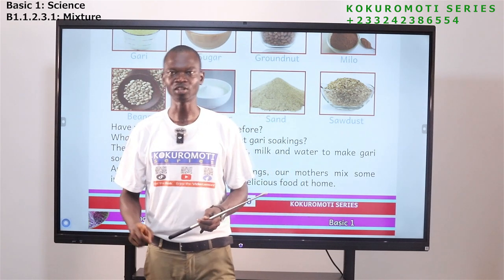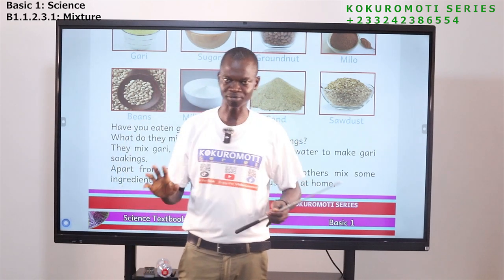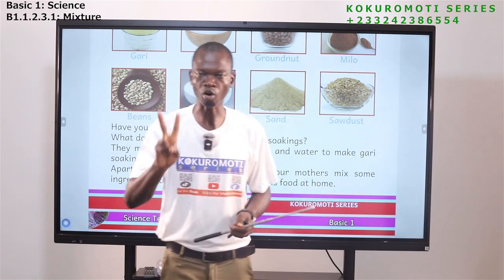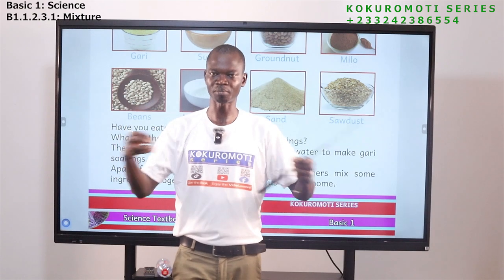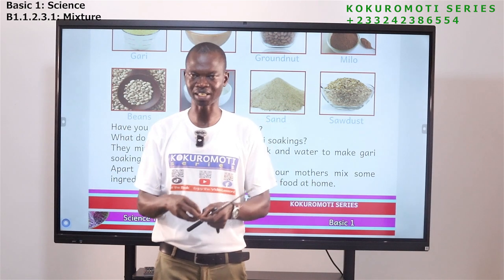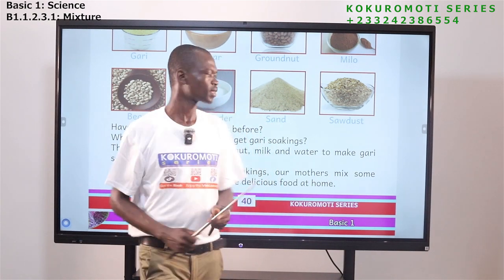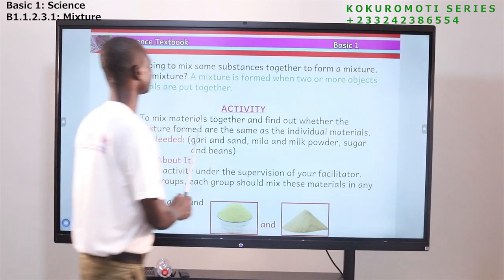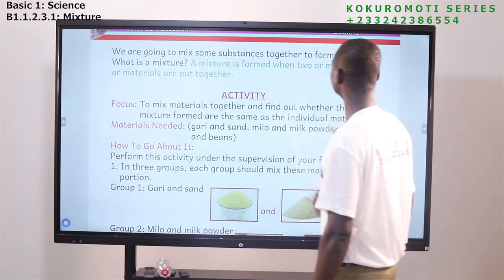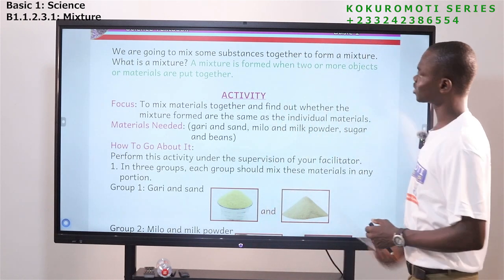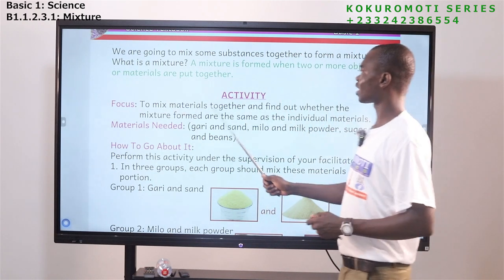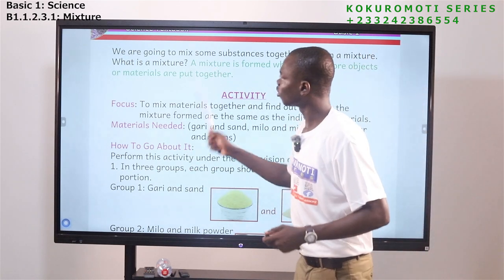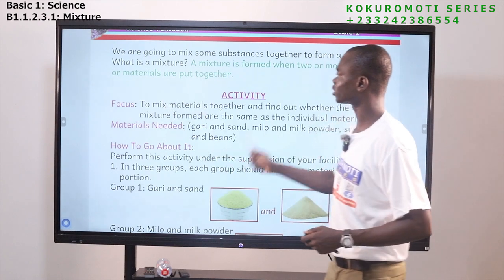So today's lesson is about mixture, how to put different objects or different substances together. Listen to me. One material, one substance, one object cannot form a mixture. When the materials, the objects, the substances are two or more, then you can mix them. They can be put together to form what we call a mixture. Okay, let's continue. We are going to mix some substances together to form a mixture. So before that, what is a mixture? A mixture is formed when two or more objects or materials are put together.